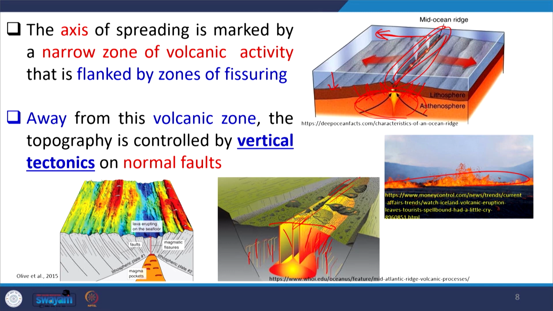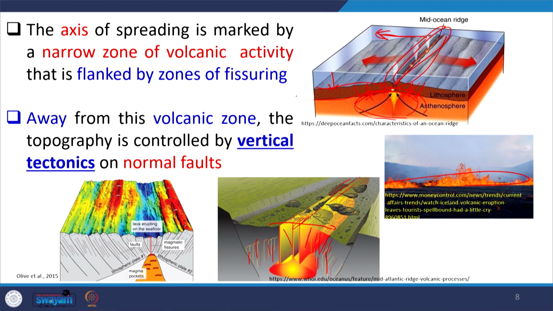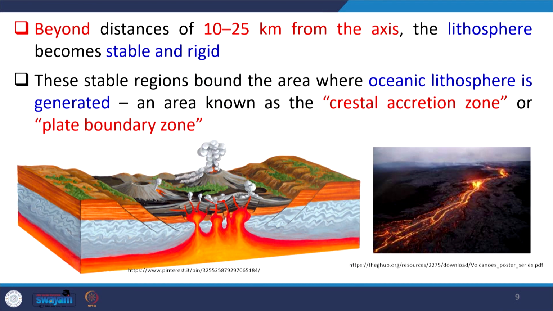And due to this shrinkage, normal faults and fractures develop, and this shrinking is vertical. So, away from this mid-oceanic ridge system, the oceanic lithosphere shrinks vertically, and that is why vertical tectonics become more dominant and it develops normal faults. But beyond a distance of around 10 to 25 kilometers from the axis, the lithosphere becomes stable and rigid.